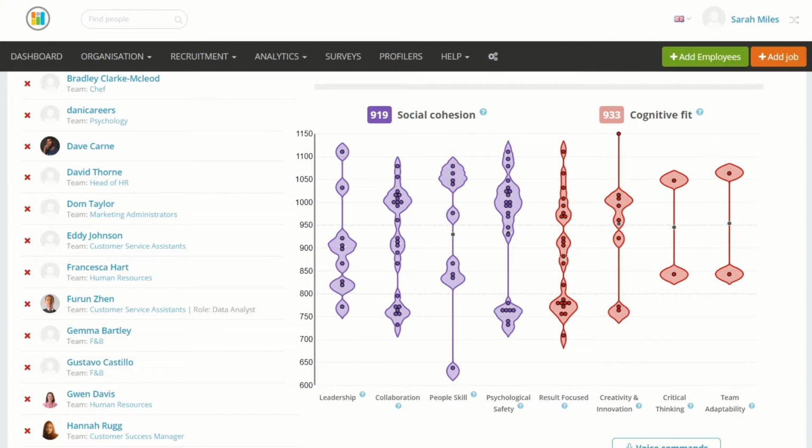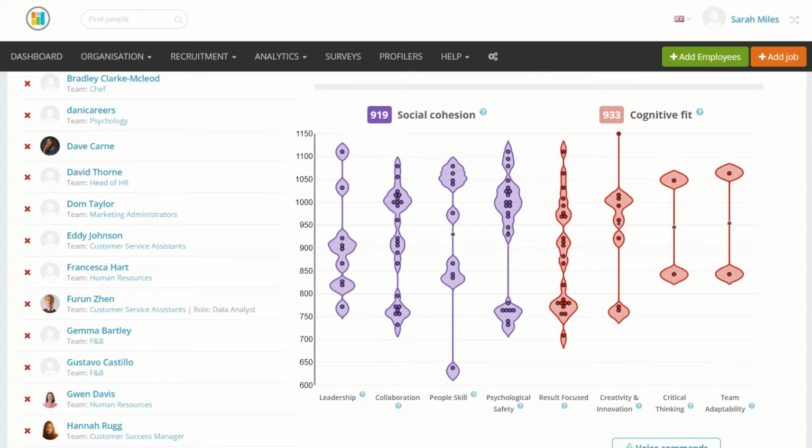Now, if we look at social cohesion, what we see here is that we've got four separate aspects that are important in terms of how people communicate. First one here is leadership. Leadership is all about someone's natural tendency to assume leadership in a situation where leadership is required. Collaboration is all about reaching consensus rather than being proactive and just doing your own thing. People skills just describes how good people are at reading others and adjusting themselves to the requirements of the situation.